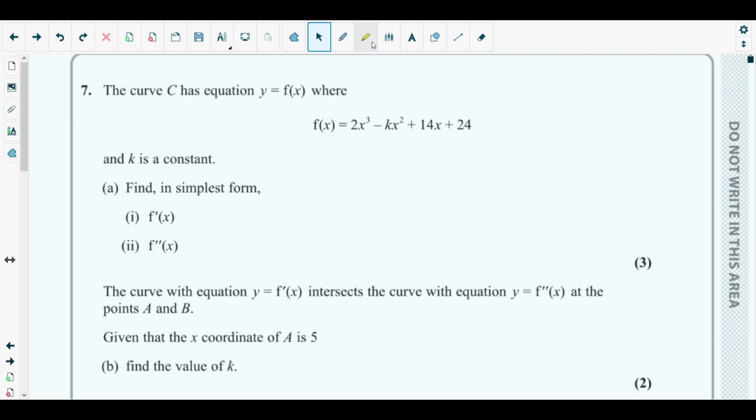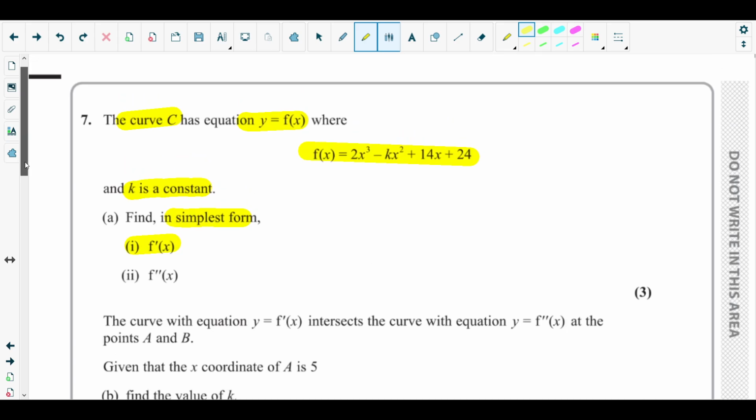At first, the curve C has equation y equals f of x, where f of x equals 2x cubed minus kx squared plus 14x plus 24, and k is a constant. Part A, find in simplest form, part 1, f dash x, that is the gradient function of f of x.